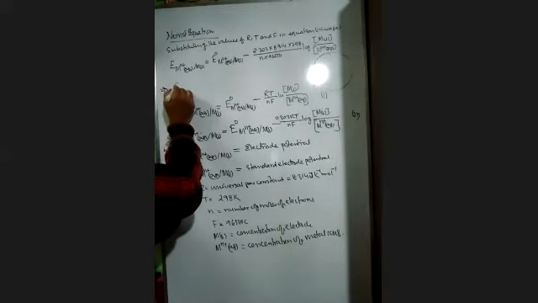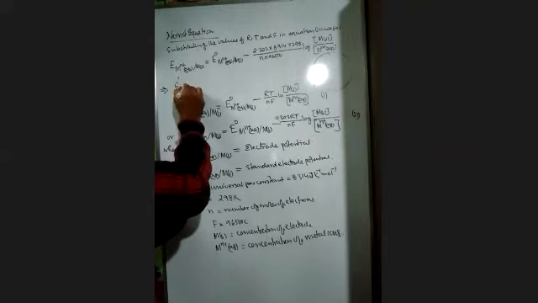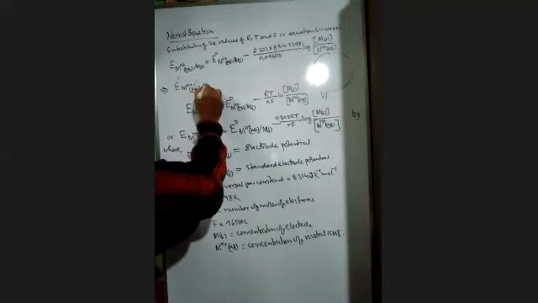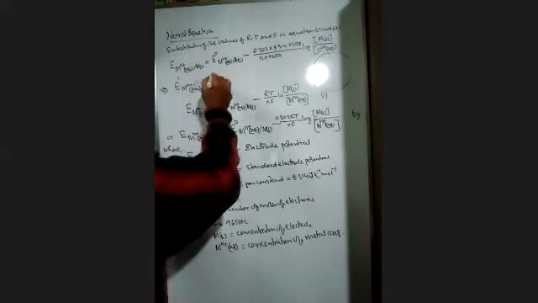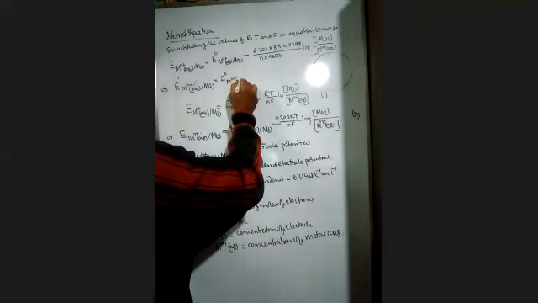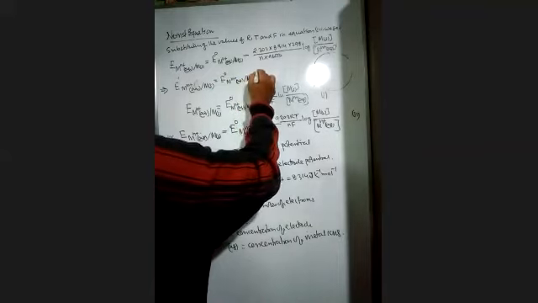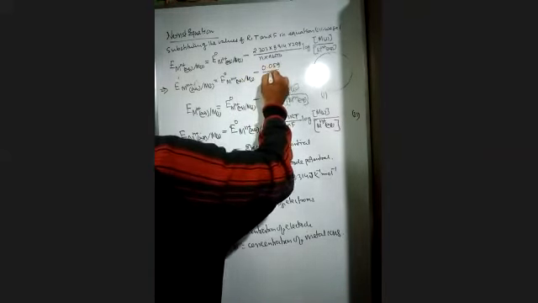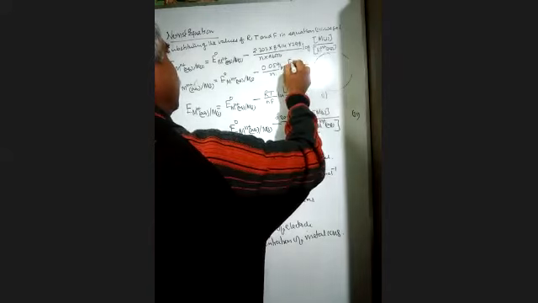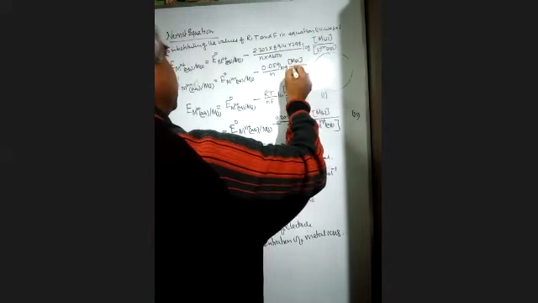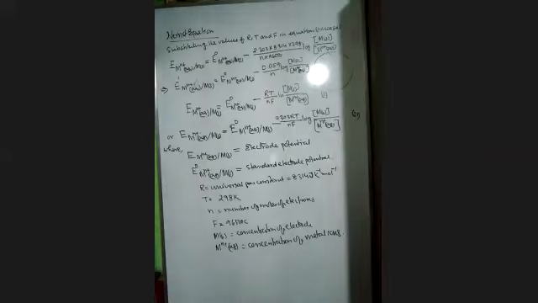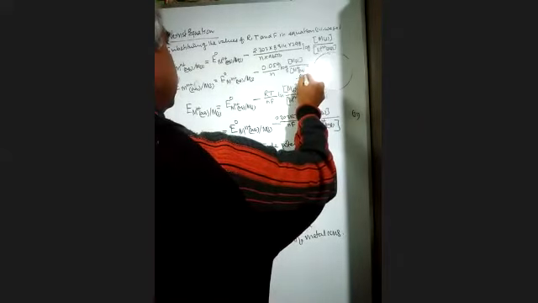Is equal to E(Mn+/M) equal to E0(Mn+/M) minus 0.059 by n log, we'll write this one, [M(s)] and [Mn+(aq)]. So this is our equation 3.